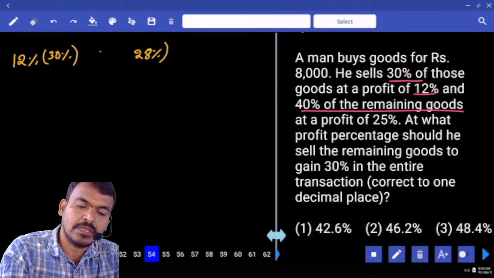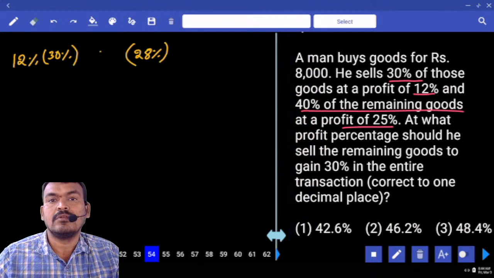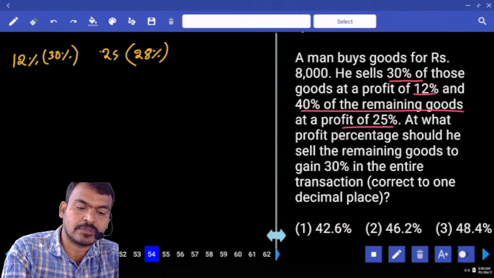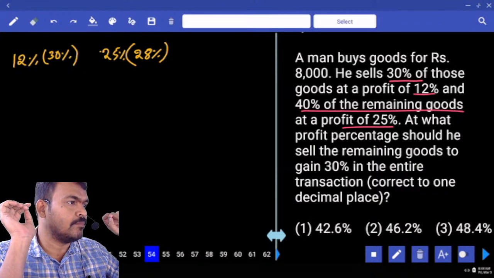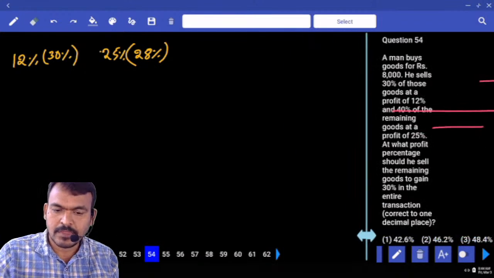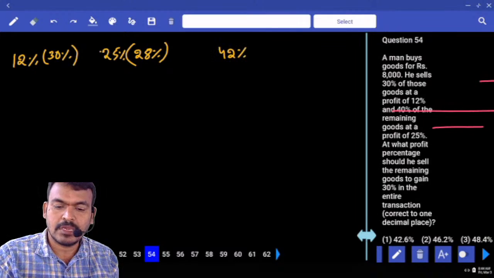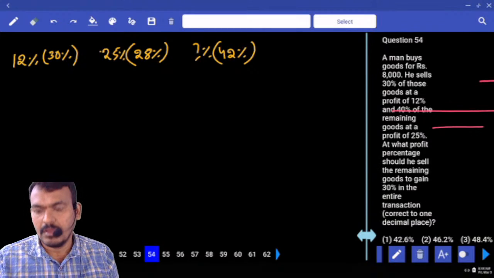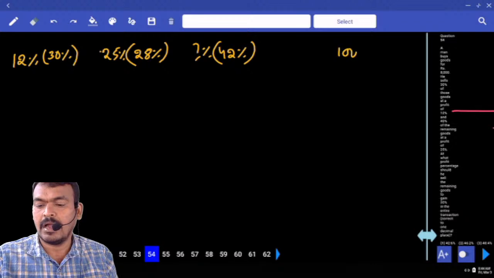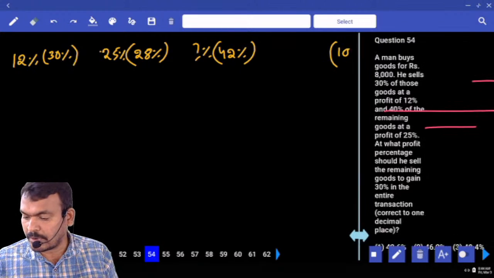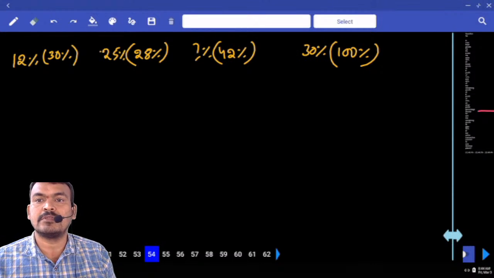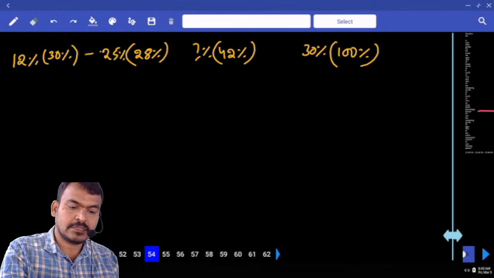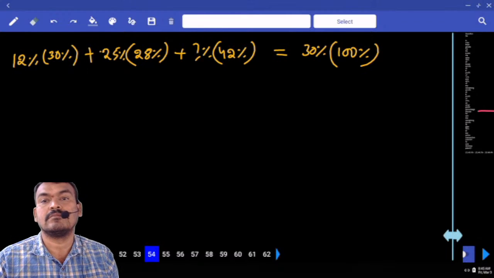28% or not? In that 28%, what is the profit value? 25% or not? 25%. Next, what are the remaining goods? 30 plus 28, 58 complete. What are the remaining goods? 42% or not? In that 42%, some percent are either gain or loss. But overall goods is how much percent? 100% or not? Out of 100%, what is the profit value? 30% or not? Then we return 30% of which one? 100% or not? Plus equal or not?